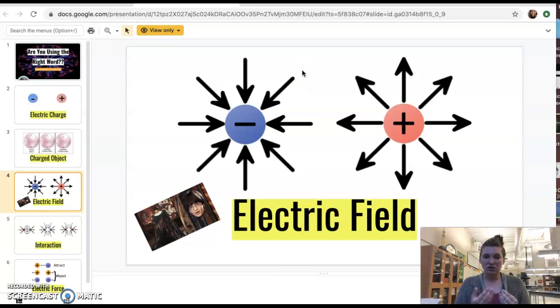When we have electric fields, those are the invisible force fields around a charged object with negative charges. Sorry, I said forces, it's charges. When there's negative charges, the arrows go inwards and the electrical field lines go inward. And when there are positive charges, those electrical field lines go outward. So the electrical field is what's around the charged object.